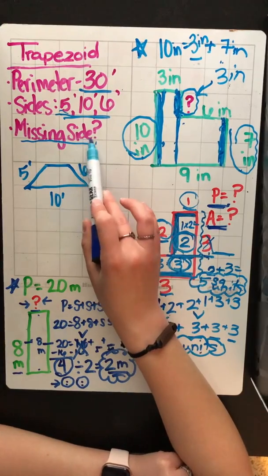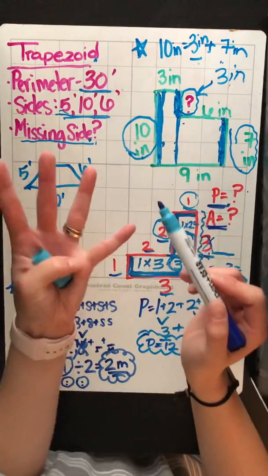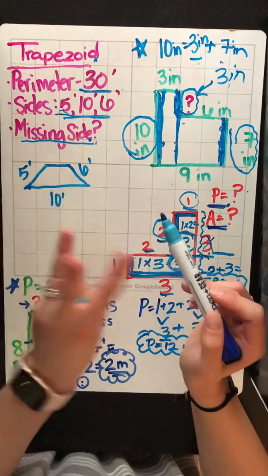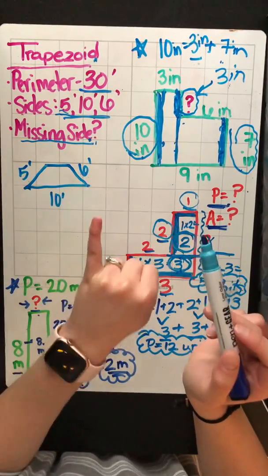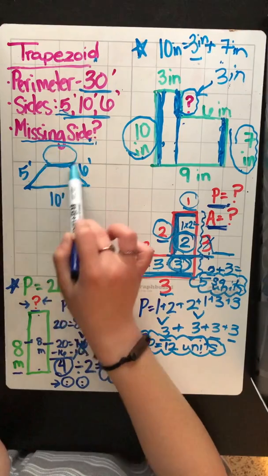Here I'll put my 5 feet, this one I'll put 10 feet, this one over here 6 feet. Now I know there's a missing side because I know trapezoids have 4 sides, but they only gave us 3 side lengths. So we know we only have to find 1 missing side length right here.